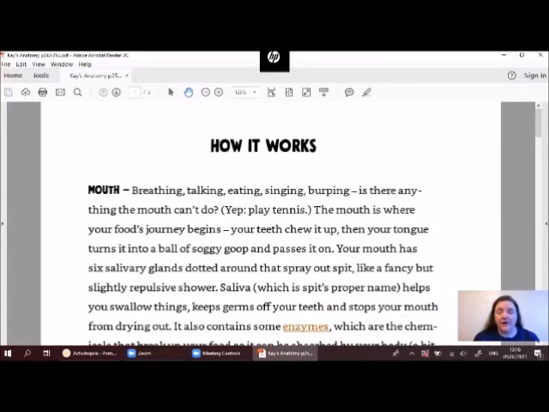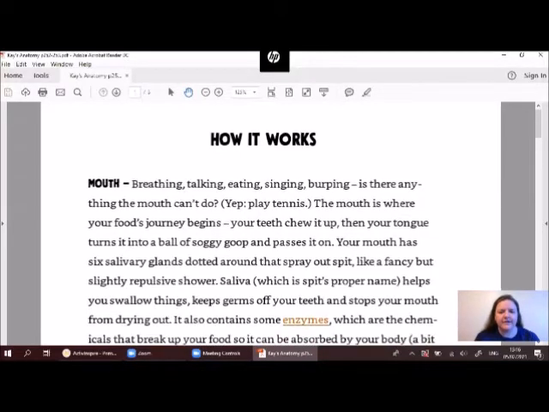So, how it works. The mouth. Breathing, talking, eating, singing, burping. Is there anything the mouth can't do? Yup, play tennis. The mouth is where your food's journey begins. Your teeth chew it up, then your tongue turns it into a ball of soggy goop and passes it on. Your mouth has 6 salivary glands dotted around that spray out spit, like a fancy but slightly repulsive shower.